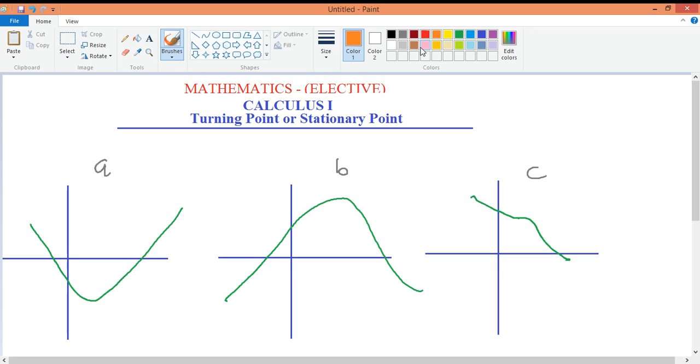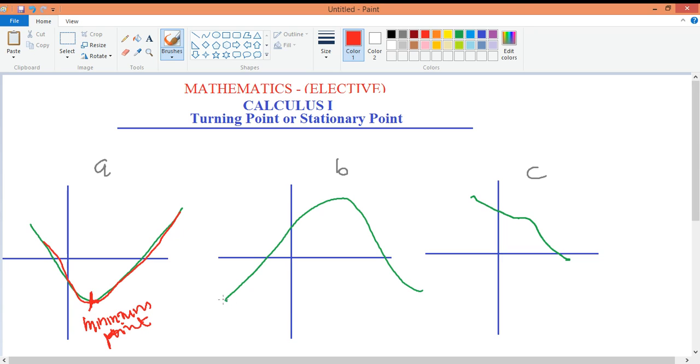Looking at the first one, if I want to trace it, my hand comes down to the barest minimum, then I turn over and go up again. So I descend to a point which I refer to as the barest minimum, then I turn over. This particular point is what we know as the minimum point, or a minimum stationary point, or a minimum turning point.